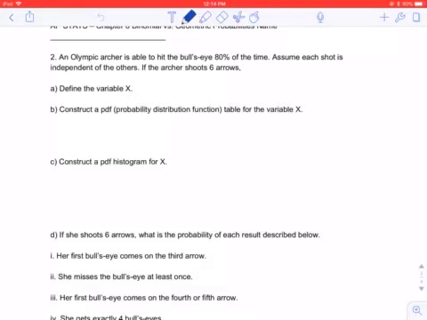I got a question about PDF histograms, so I figured I'd take some time to go over it with you guys. We're going to do it using this bullseye problem. Now, we know that the probability of hitting the bullseye is 80%, and we are dealing with 6 arrows. The first question we have to deal with here is, what is x? And x is going to be the number of bullseyes hit. That's what we're dealing with here.